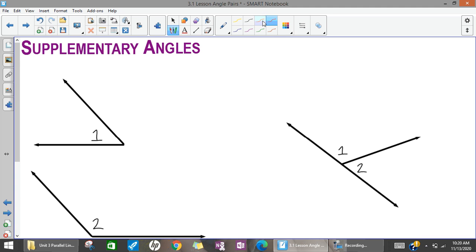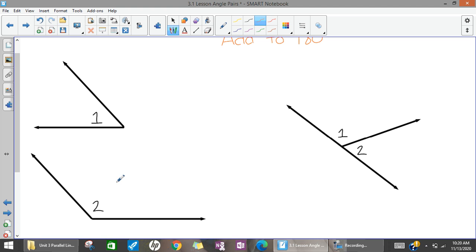And then the last relationship would be supplementary angles. Supplementary angles add to 180 degrees. So here, if I have these 2 angles, if I say they're supplementary, that means the measure of angle 1 plus the measure of angle 2 equals 180. So if angle 1 is 45 degrees, then angle 2 is 135 degrees. They need to add to 180 if they're supplementary.